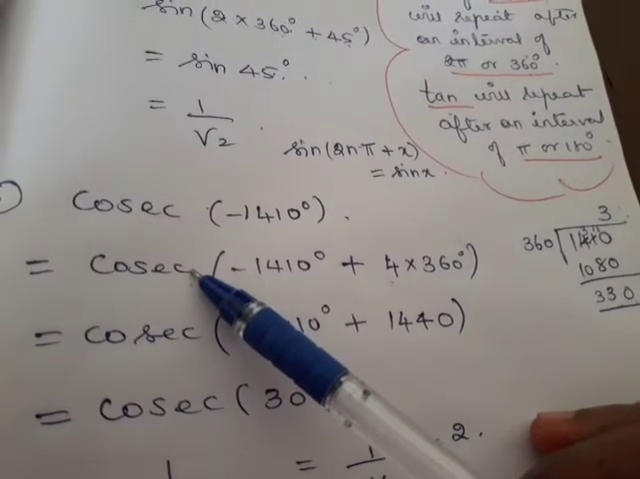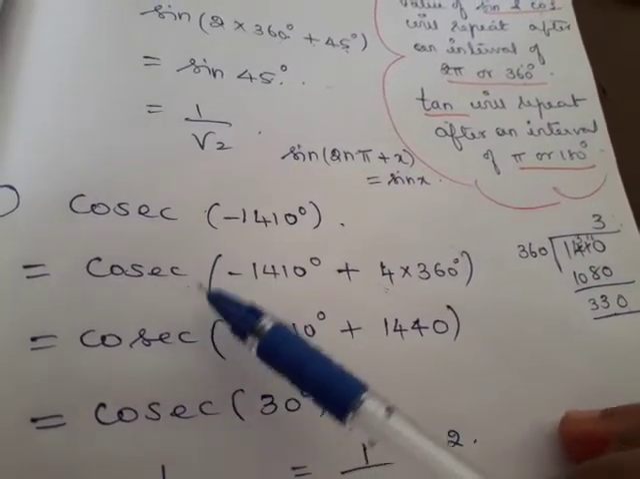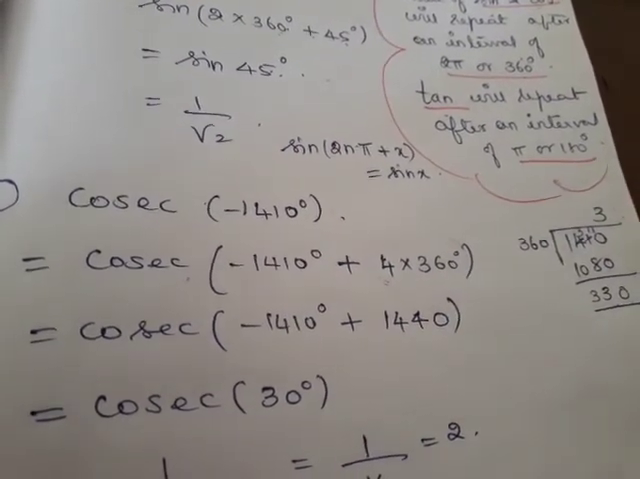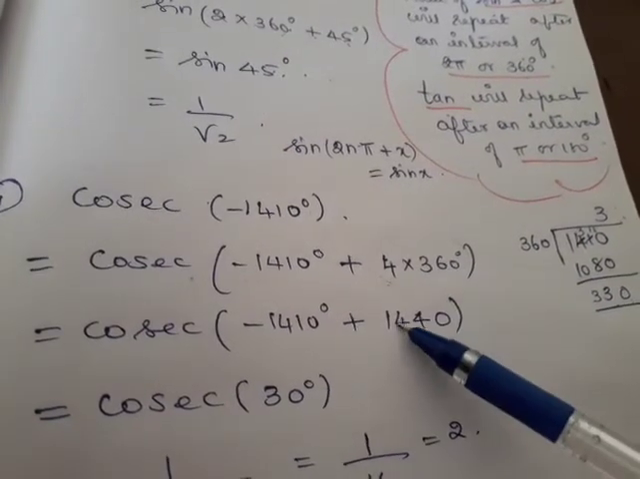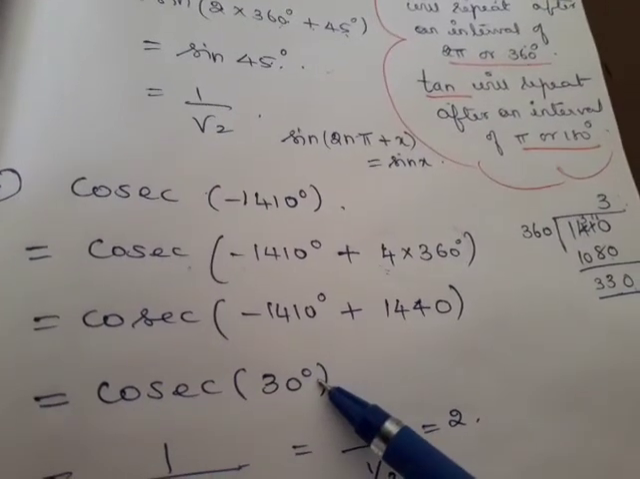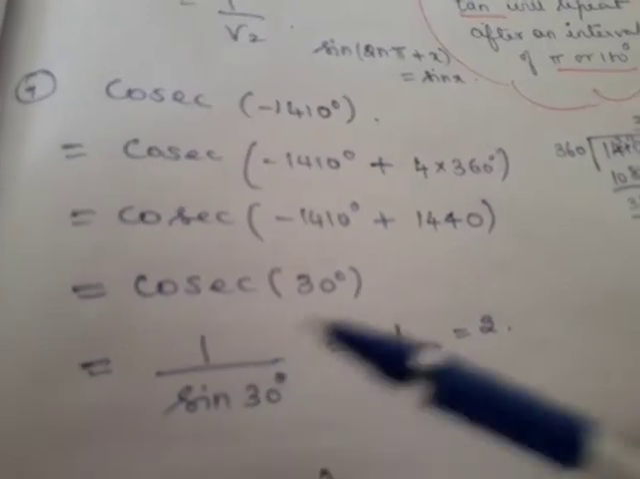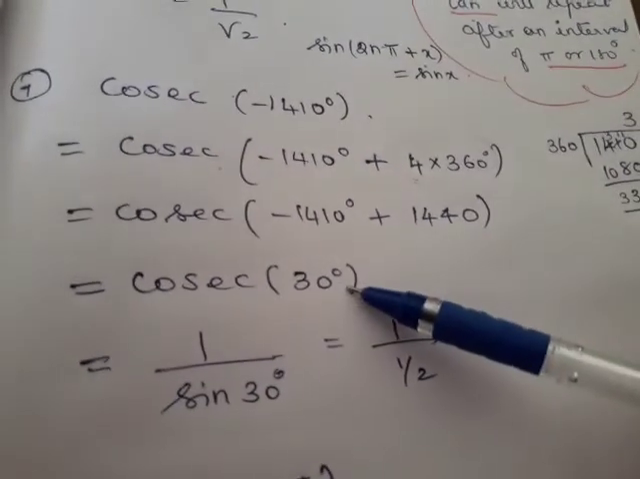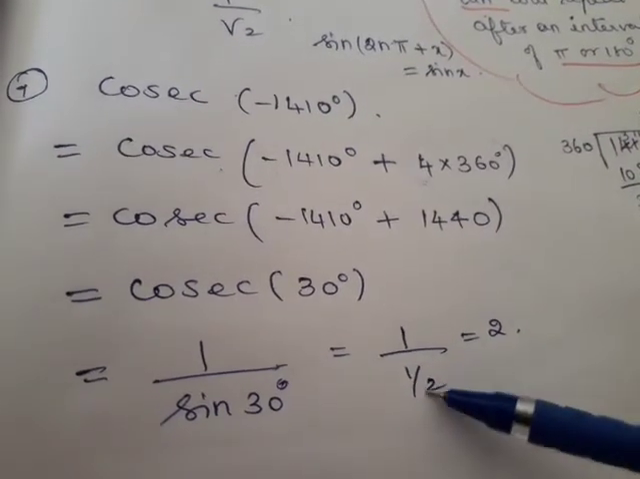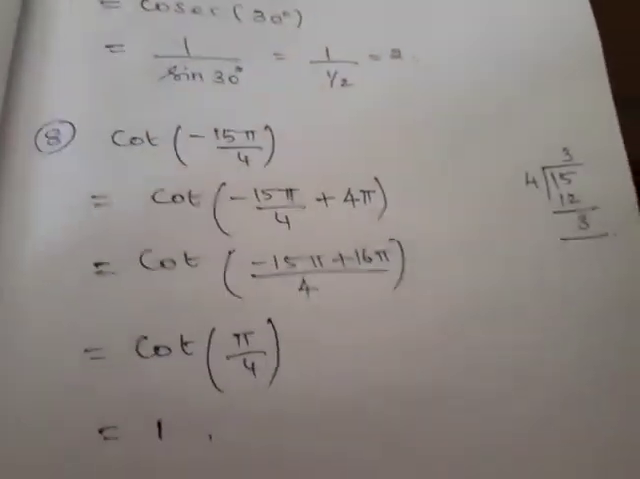And why is this 360? Because we are dealing with the cosec function. We know in the cosec function the value does not change after an interval of 2 pi. What is 2 pi? 2 pi is 360. Hope you understood. Now 4 times 360 is 1440. Now add these two, we get 30 degree. 30 degree is a standard angle only. Now cosec is nothing but the reciprocal of sine. If you don't directly remember what cosec 30 is, you can write 1 by sine 30. Sine 30 value is 1 by 2. So if you reciprocate it, you will get 2. Yes. Now let us see another example.